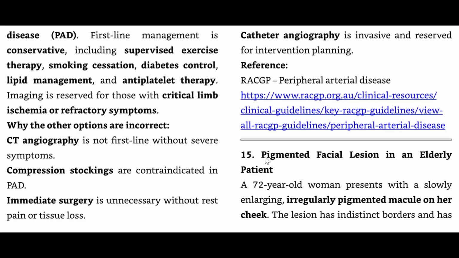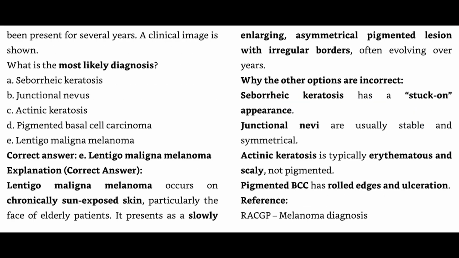This case is an example of a pigmented facial lesion in an elderly patient, a 72-year-old woman. She presents with a slowly enlarging, regularly pigmented macule on her cheek. The lesion has indistinct borders and has been present for several years. The most likely diagnosis is lentigo maligna melanoma.